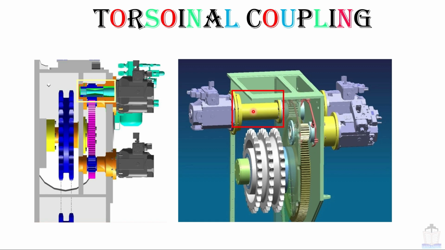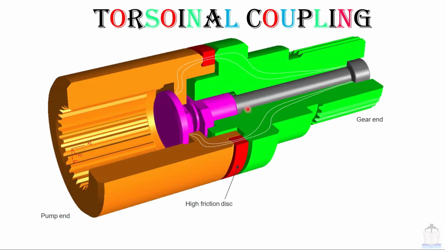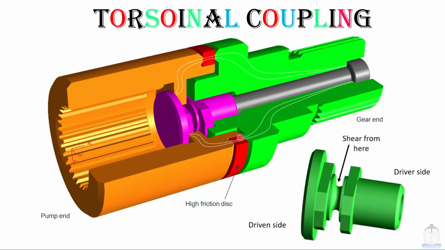Now going to see how exactly it looks like. So this part is called the torsional coupling whole assembly. This is the gear end and this part is the pump end. In this torsional coupling, this pink color part is actually the consumable part which shears off easily in case the swash plate pump gets seized. So this is the actual picture of this part. This is the driver side, this is the driven side, and when the swash plate pump gets seized, then it shears from this area. So when you go on board, please have a look whether you have these parts on board as a spare or not.